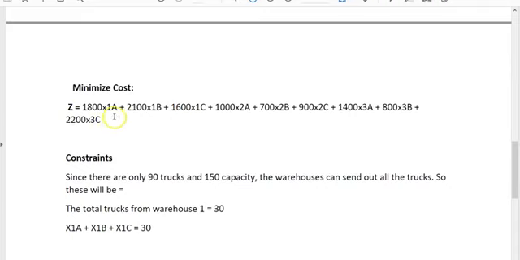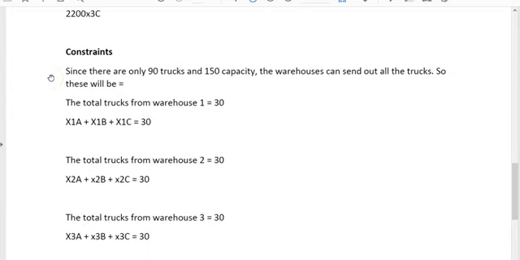The cost: $1,800 x1A, $2,100 x1B, $1,600 x1C, $1,000 x2A, $700 x2B, $900 x2C, $1,400 x3A, $800 x3B, $2,200 x3C. Okay, we have 9 decision variables because each of the 3 warehouses can send trucks to each of the 3 terminals. So 3 warehouses times 3 terminals would be 9 routes.